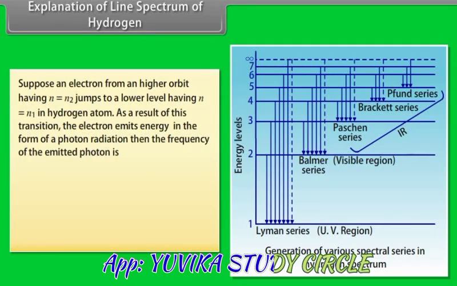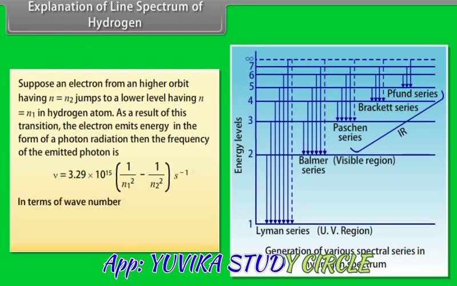Suppose an electron from a higher orbit having n = n2 jumps to a lower energy level having n = n1 in hydrogen atom. As a result of this transition, the electron emits energy in the form of a photon radiation. Then the frequency of the emitted photon is: frequency = 3.29 × 10^15 × (1/n1² − 1/n2²) per second. In terms of wave number, it is 109677 × (1/n1² − 1/n2²) per centimeter.